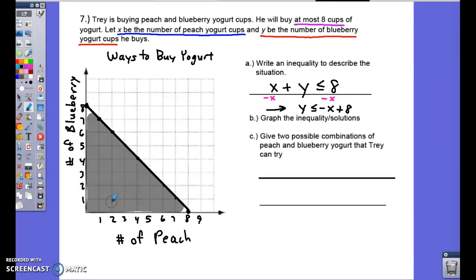And the last part of this said to go ahead and give 2 possible combinations of peach and yogurt. Well, any point in here would work. So that would be, what, 5 blueberry and 1 peach. And I'll just randomly pick this one. That looks like 2 blueberry and 5 peach. But again, any point in that shaded region would represent a possible combination of yogurts that Trey can buy.